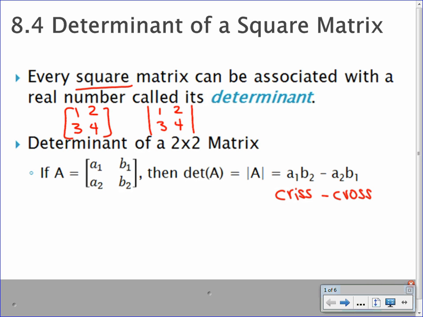Can you do this with a 3 by 3? I will show you how to do a 3 by 3. The determinant is just the criss minus cross. So for your inverse, you're talking about 1 over the determinant. The determinant is just the number you get with criss minus cross.